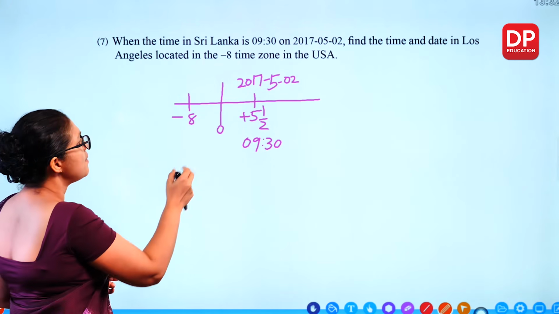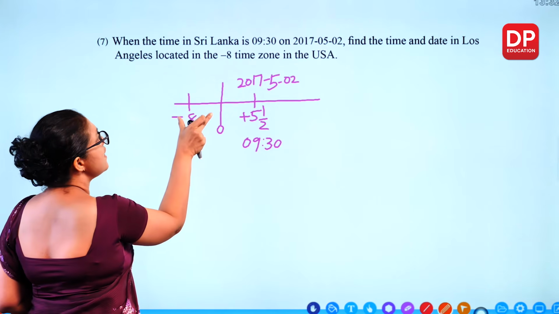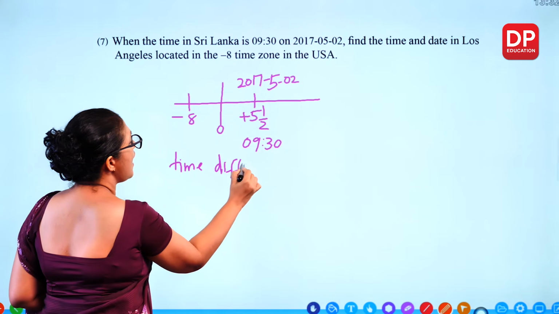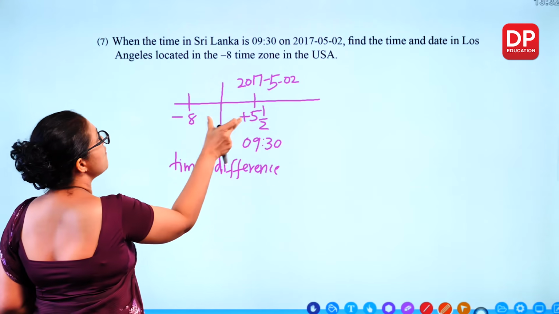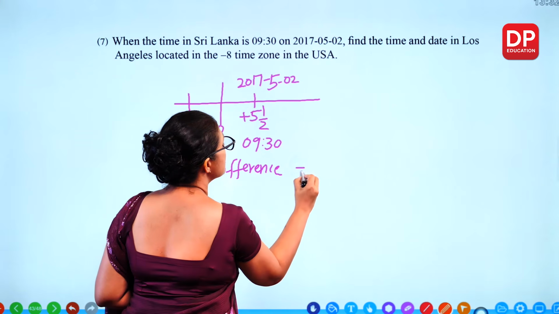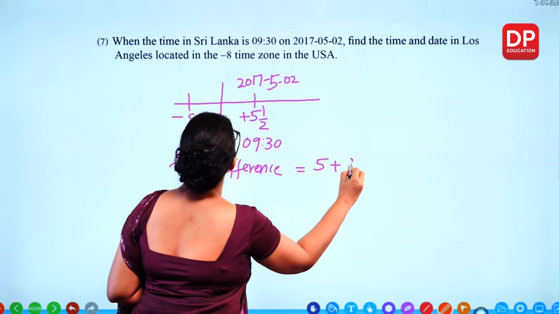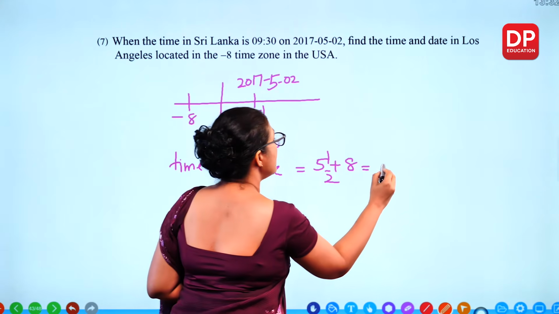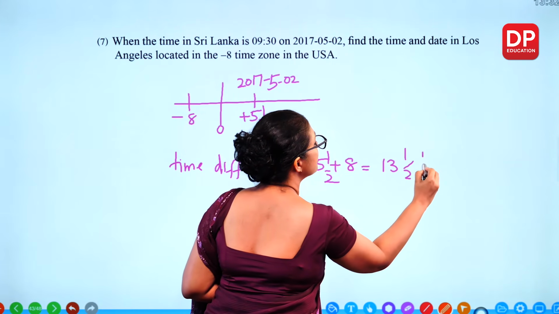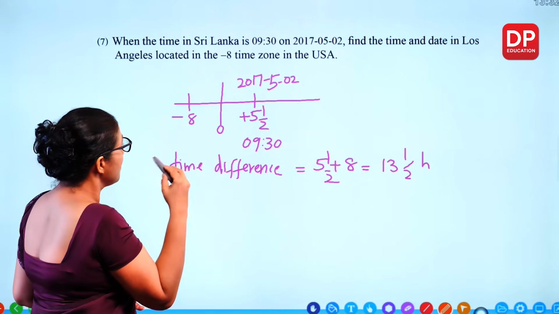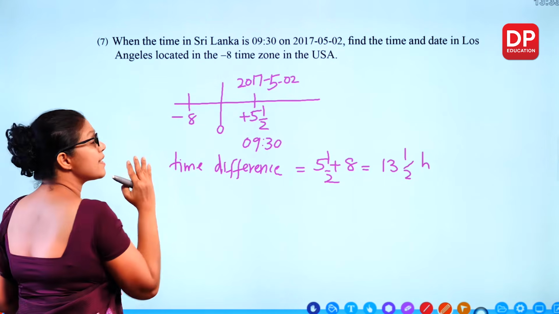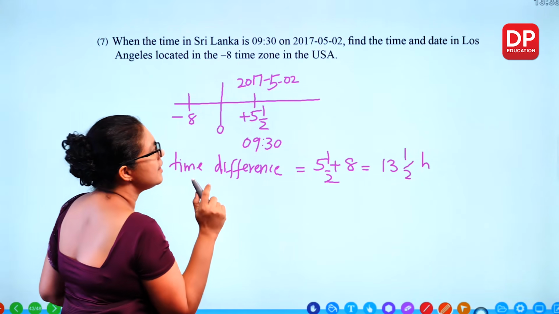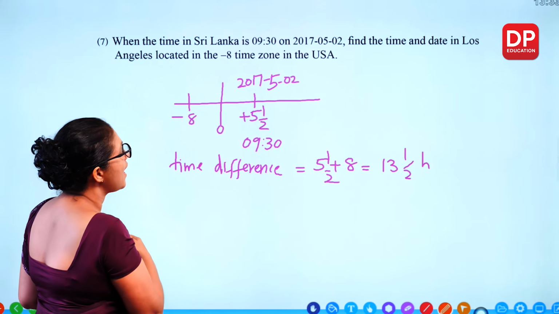So what's the total time? This is 5:30 and another 8. Altogether, time difference is, we are adding here 5.5 and 8. What's the value? 5.5 and 8. Altogether you have to add 13 and a half hours. But this is towards the negative side, the west side. You have to subtract 13 and a half hours from 9:30.